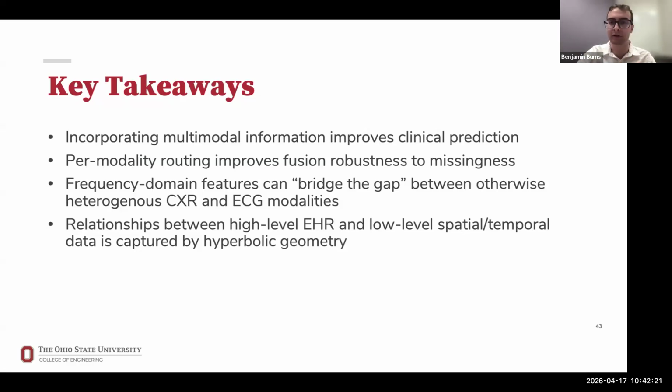And in the case of cardiopulmonary disease prediction, where we're dealing with very semantically and structurally different modalities, we've found that by creatively using the frequency domain, we can more or less bridge the gap between these very disparate modalities and allow the model to more easily learn the relationships between them. And finally, we've also found that when the modalities are different in the sense of information density and there's a hierarchical relationship between them, using a hyperbolic embedding space allows us to more readily take advantage of those relationships and improve performance.